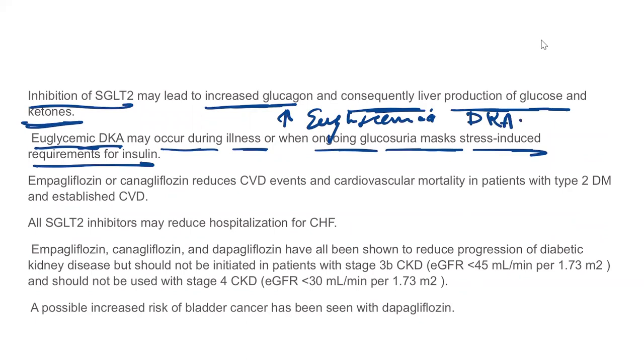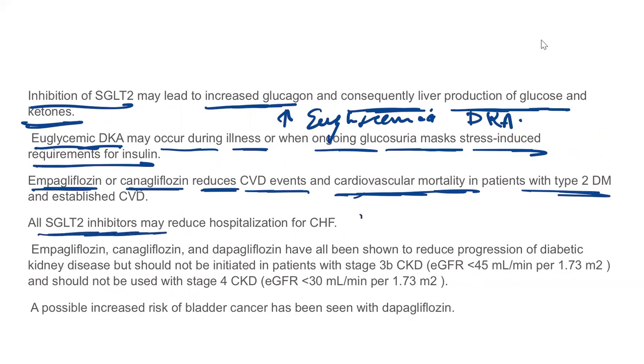The drugs in this group are empagliflozin and canagliflozin, and they reduce cardiovascular disease events and cardiovascular mortality in patients with type 2 diabetes. All SGLT2 inhibitors may reduce hospitalization for CHF. So they are the preferred drug in patients of diabetes along with coronary artery disease.